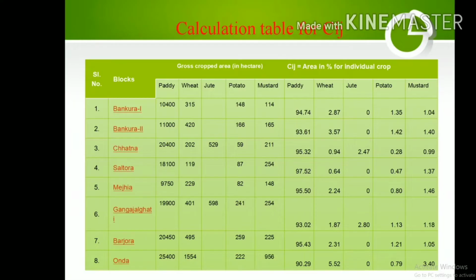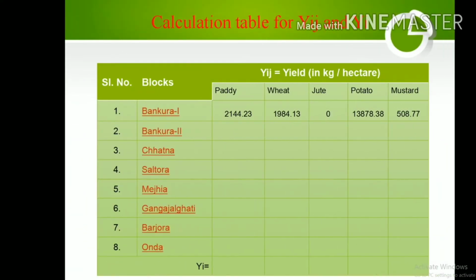So you see, I have already calculated the value of Cij for all the blocks, and after calculating the Cij you have to calculate the value of Yij and Yi. Yij and Yi are necessary to find out the value of Iij. I have calculated the Yij, that is yield rate. I have already told you how to find out the yield rate, that is production divided by area.